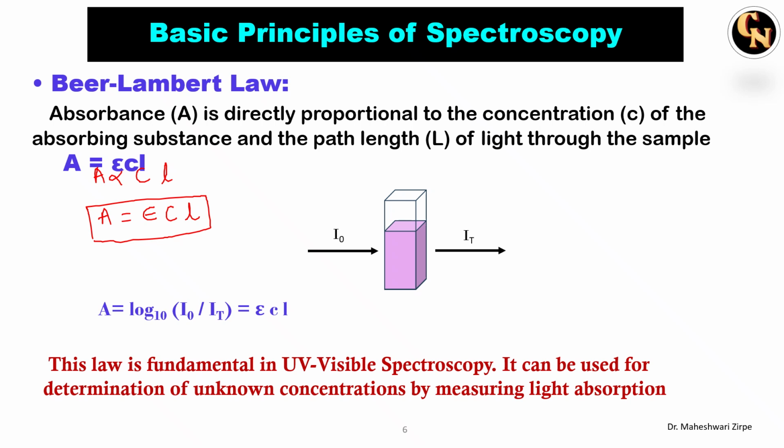So this law is the fundamental of UV visible spectroscopy. It can be used to determine an unknown concentration by measuring the light absorption. If you want to find the concentration of a given chemical compound, then you can use Beer-Lambert's law. This is how, on the basic principle, we can use UV visible spectroscopy.